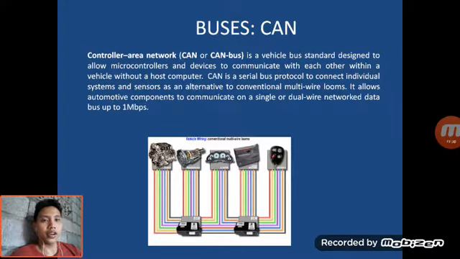CAN, Controller Area Network, or CAN bus, is a vehicle bus standard designed to allow microcontrollers and devices to communicate with each other within a vehicle without a host computer. CAN is a serial bus protocol to connect individual systems and sensors as an alternative to conventional multi-wire looms. It allows automotive components to communicate on a single or dual-wire networked data bus up to 1 megabit per second.